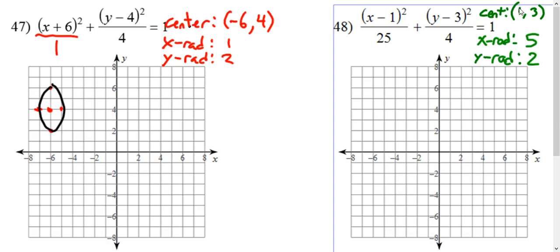So we're going to start by placing a point at the center, (1, 3). And then use the x radius to go left and right 5 units. And then you would use the y radius to go up and down 2 units. And then just connect those points to draw your ellipse.